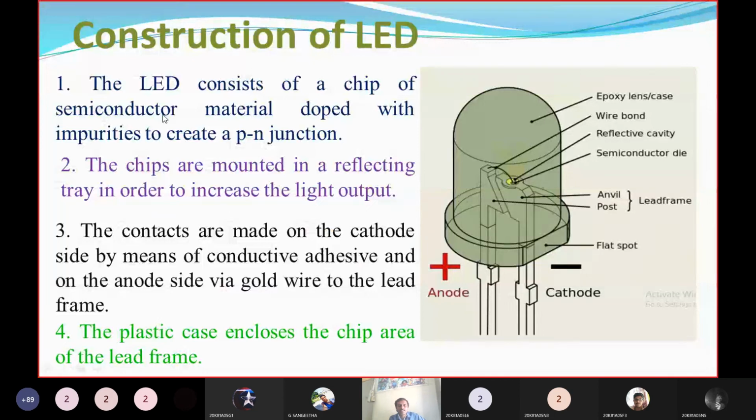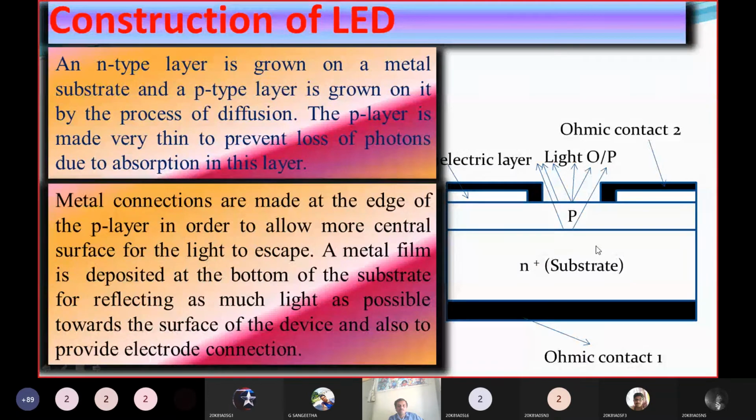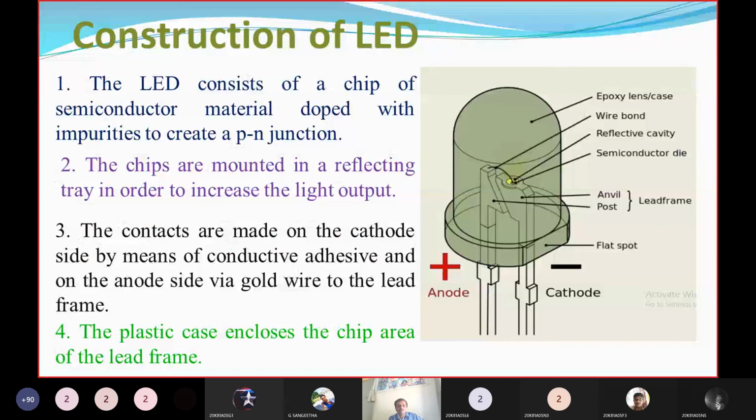So the LED consists of a chip of the semiconductor. See here, this is the chip of the semiconductor. Whatever we discussed, this is only one chip. We can prepare it approximately in micrometer size also. That chip will be placed at the center here.